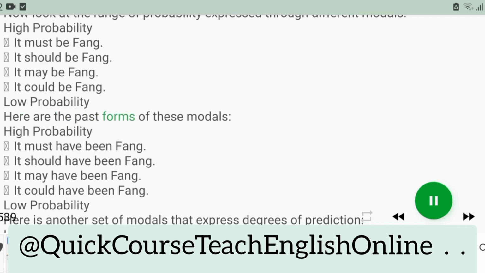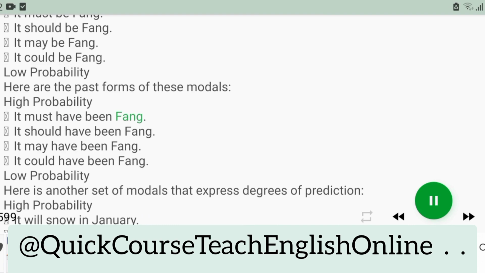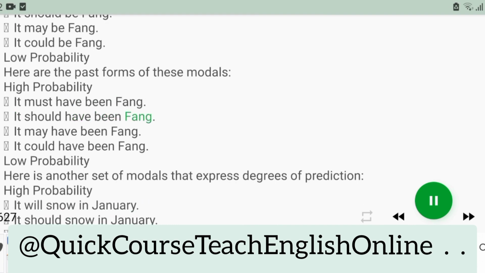Here are the past forms of these modals. High probability. It must have been Fang. It should have been Fang.